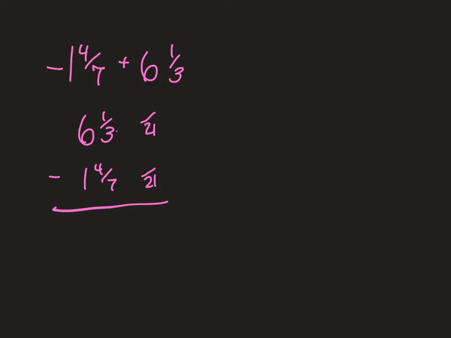This is a times by 7 pattern. This is a times by 3 pattern. So I get 7 over 21 and 12 over 21. I'm subtracting. I can't do 7 minus 12, so this was a borrowing question.